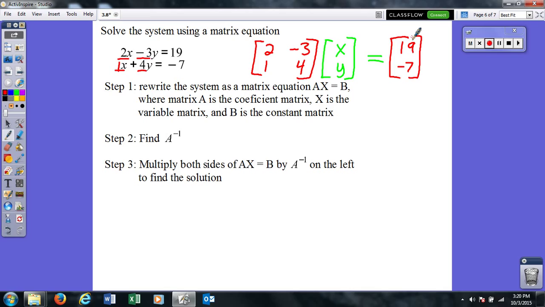So step first is to make this matrix equation, AX equals B, where A is the coefficient matrix. So you just steal those coefficients from the x's and y's. And then have a variable matrix that has x and y in it, a 2x1 matrix. And then the constant matrix, also a 2x1 matrix. Step 2 would be to find the inverse of the coefficient matrix. That's boxed in blue. Find that inverse, multiply both sides by the inverse, and that will give you x and y.